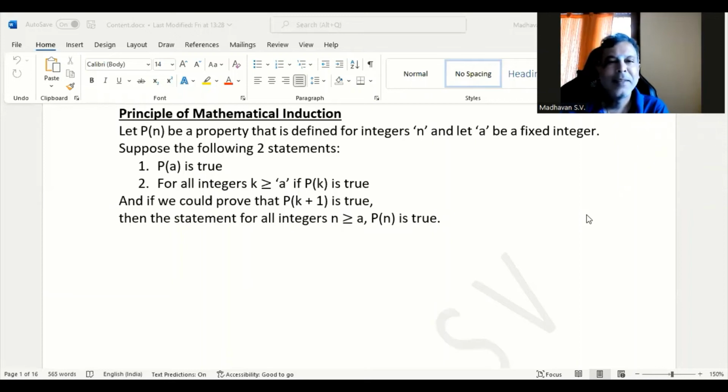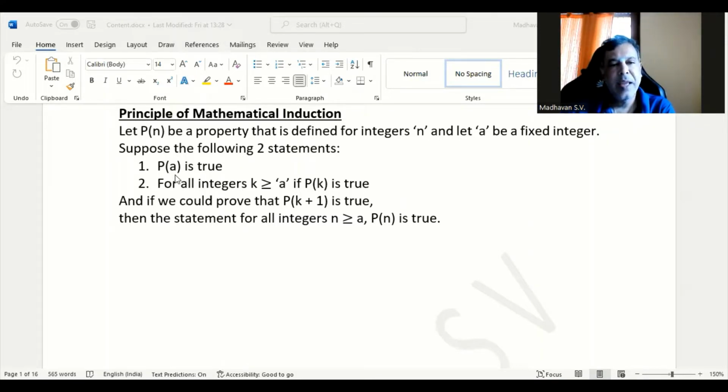Hello everyone. In this video, we'll understand the principle of mathematical induction, and we will also do some proofs using mathematical induction. First of all, let us understand the principle. Let P of n be a property that is defined for integers n, and let a be a fixed integer. Suppose the following two statements hold.